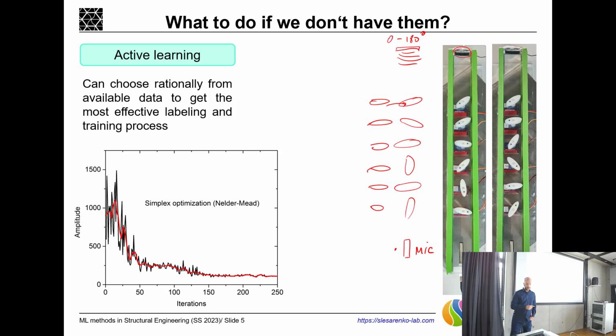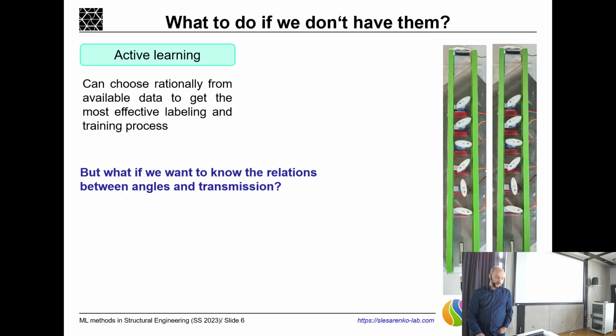It's quite interesting. But what if we want to know the relation between angles and transmissions? We are not looking for the minima. Right now, we, let's say, want a specific attenuation. What should I use as my angles in order to get this attenuation?